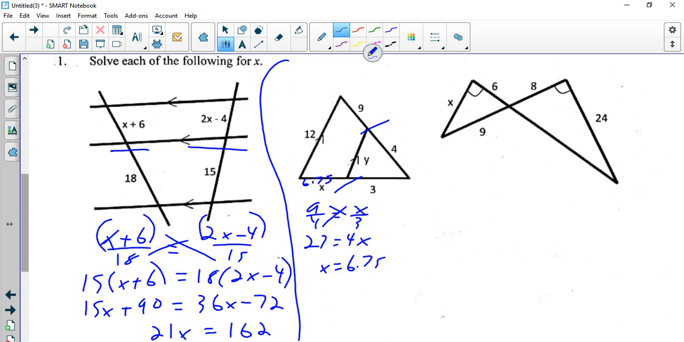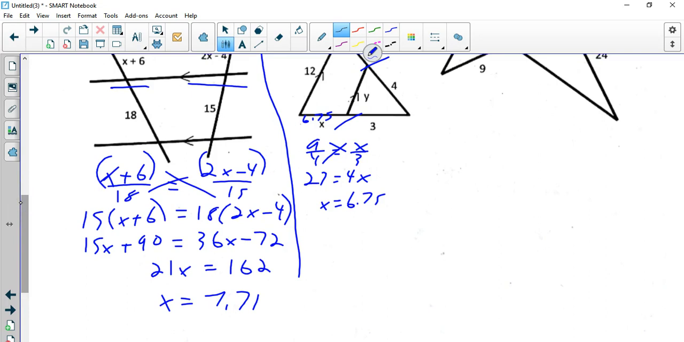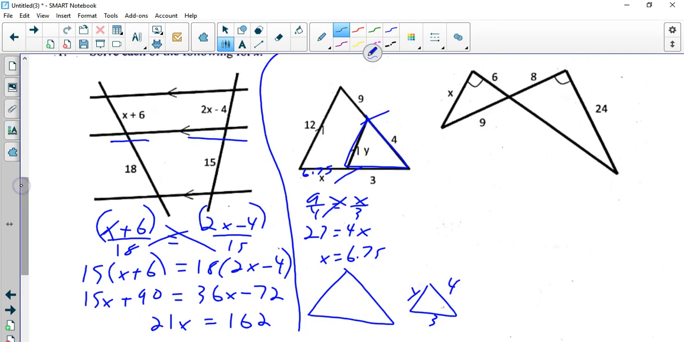Okay, y is a little bit more challenging, but not too bad. So I'm going to redraw my triangles separately. My big triangle, my small triangle. Now if you look at the small triangle here, this is 4, this is 3, and this is my unknown. My big triangle, this is 13. This is 6.75 plus 3, which is 9.75. And this is given to us as 12.